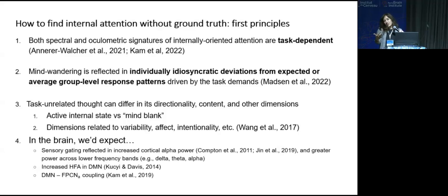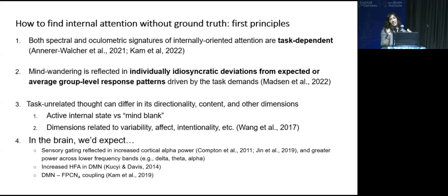And group averages of responses to tasks likely, at least to some degree, approximate what the task is eliciting. So if you're not doing what everyone else is doing, maybe you're not paying attention. But even if we know these things, there are lots of different kinds of mind wandering. The same eye states can be very different cognitive states, but we know what we might expect in the brain.